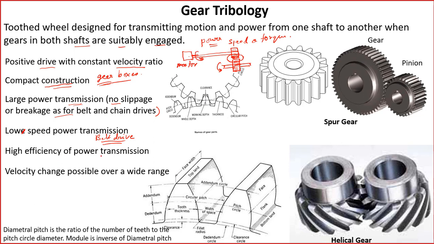High efficiency of power transmission, so there is a very minimal loss as long as you have the bearings properly done. With proper bearing design you will have very little loss of power, and especially for spur gears you can get as good as 99% power transmission. High velocity change is possible over a wide range, so that means we can go from very low speed to very high speed. This is also known as gear shifting.